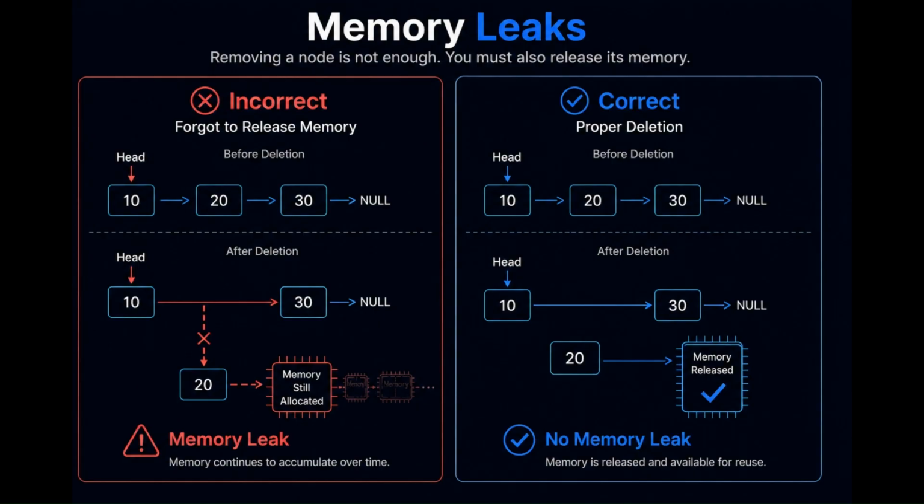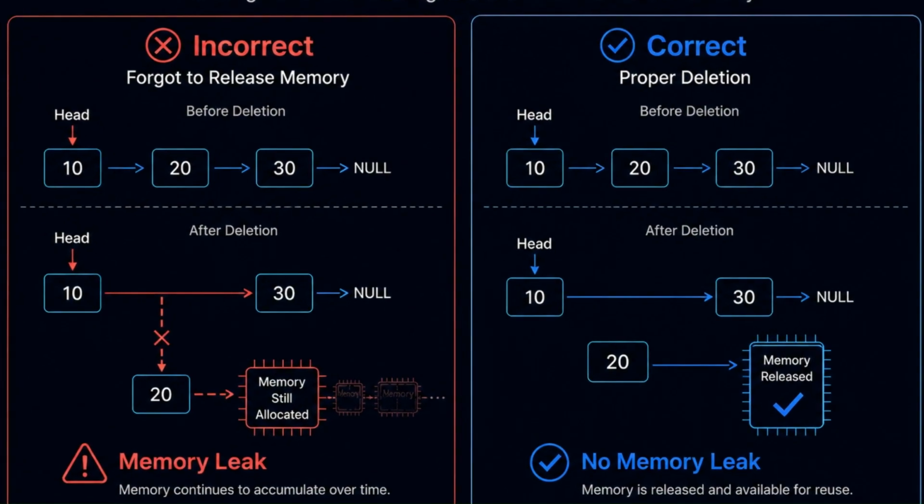The first, and probably the most common, is forgetting to release memory. Imagine removing a node from the linked list but never returning its memory. Your program continues running normally. Everything appears to work. But hidden beneath the surface, memory is slowly disappearing. Every forgotten node leaves behind another memory leak.